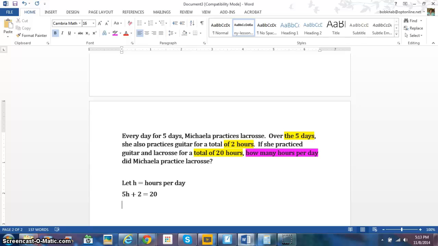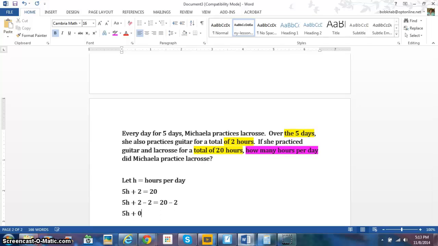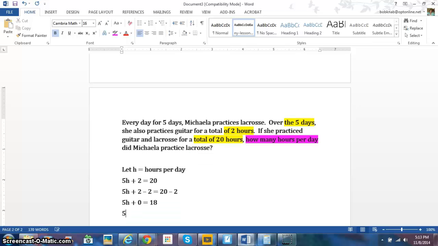The 2 is in our way, so we're going to use the additive inverse. 5h plus 2 minus 2 should equal 20 minus 2. What we do to one side, we must do to the other side. 5h plus 0 should equal 18. We can rewrite that without the 0. We get 5h equals 18.